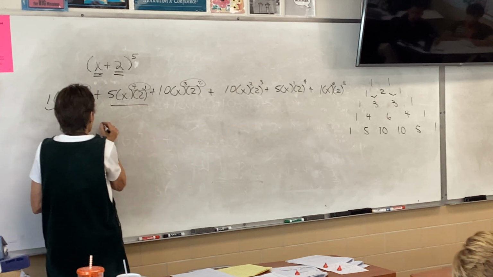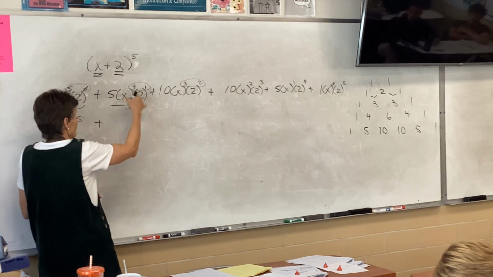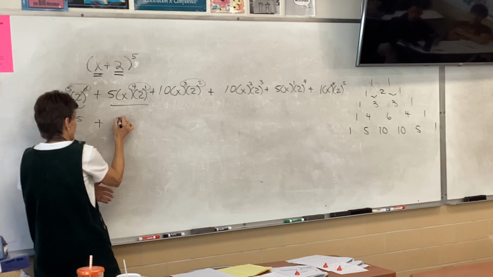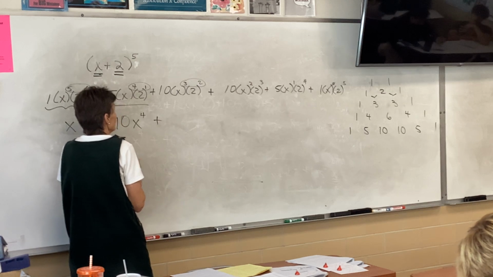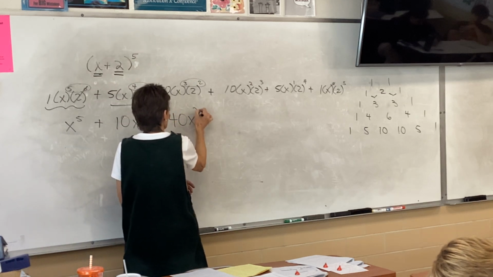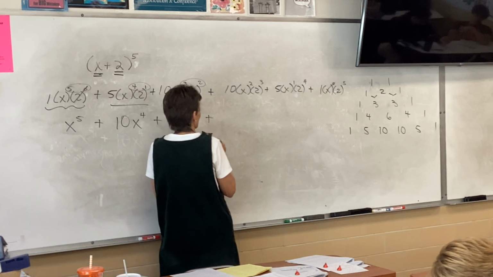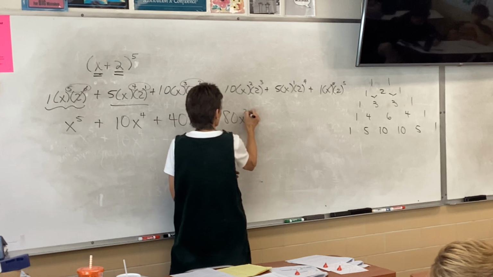What comes next? Plus what? What's this going to be? 10x to the 4th. How about this one? 40x to the 3rd. Good. Next? 80x squared.